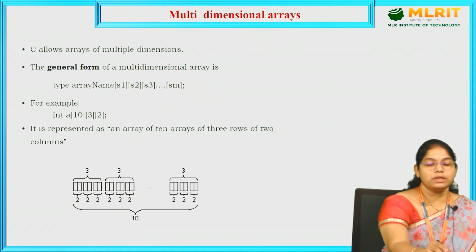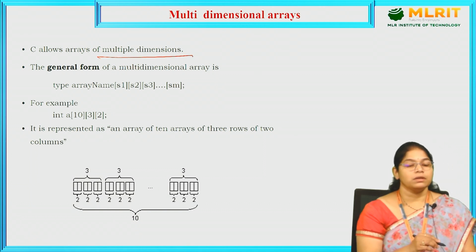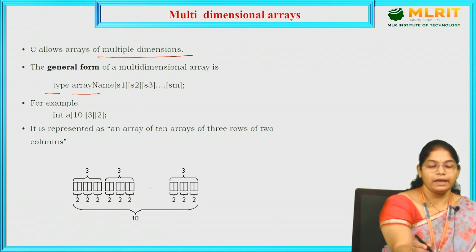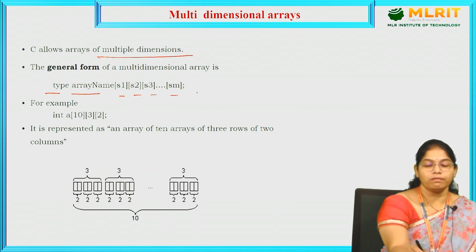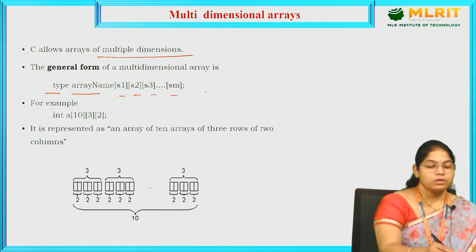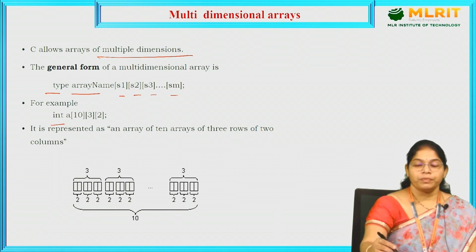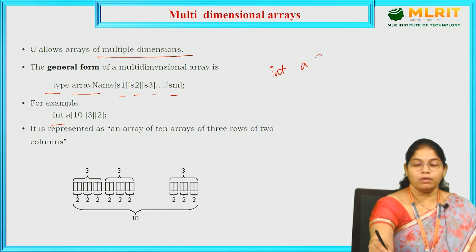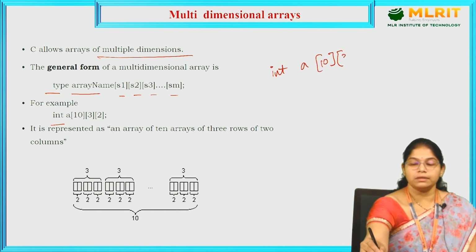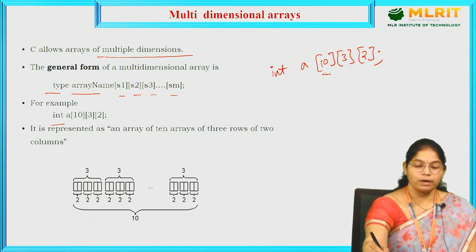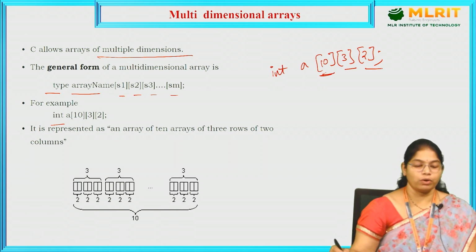C allows arrays of multiple dimensions. So what is the general syntax of a multidimensional array? Multidimensional array: data type, array name, and here we can have more than 2 dimensions. So for example, int a of 10, 3, 2. Consider the same example, 3, 2. This tells it can store 10 arrays of 3 rows and 2 columns.